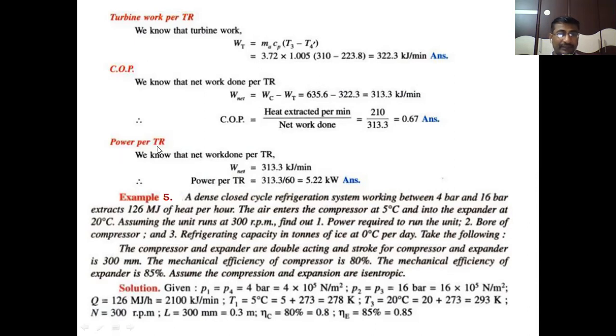Then the power needed per ton of refrigeration. Power required for the system per ton of refrigeration: we know the work required is 313.3 kilojoules per minute. Divided by 60, we get it in kilowatts. 313.3 divided by 60 gives the power per ton of refrigeration as 5.22 kilowatts. This much power is required by the system to produce every 1 ton of refrigeration. We calculated all the values for 1 ton of refrigeration. Clear, students?